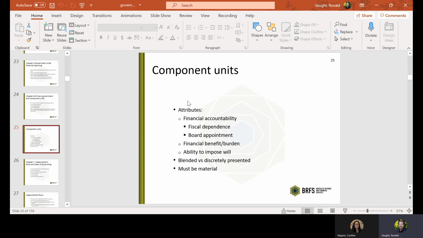And then we go to component units. There are a bunch of standards that touch on component units because they keep tweaking how this is done. The basic attributes are financial accountability, so fiscal dependence and board appointment, financial burden and benefit, ability to impose will, blended versus discretely presented, and they must be material. So that last one for us, I think it was GASB 39 came out.